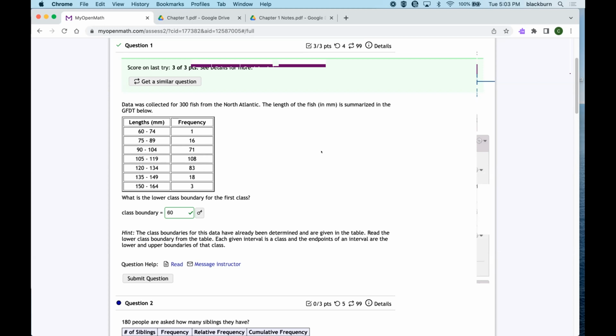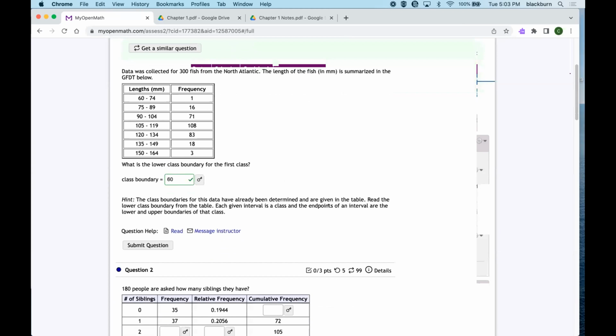Oh, okay. So because it says for the first class, the boundary is the lower number. Yeah, because it says lower class boundary. If it said upper class boundary for the first class, I would have put 74, and I think you said 119 for yours.